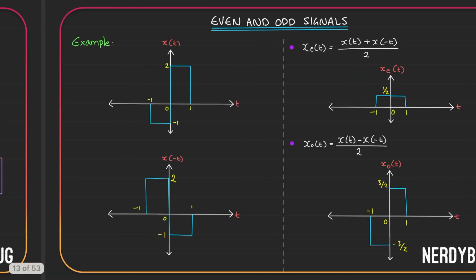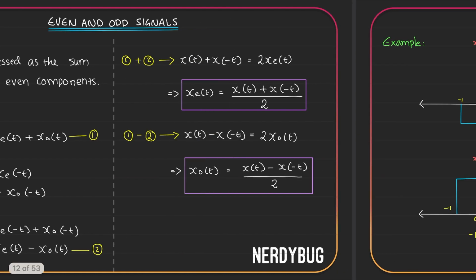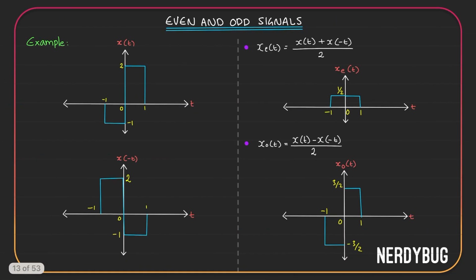Let's go back to the definition. X of t can be expressed as the sum of its odd and even components. So if these are the correct odd and even components of our x of t, that means if we add them together, we should get our original signal. Let us see if we get that or not.